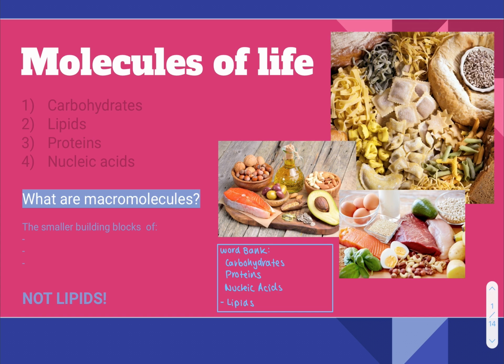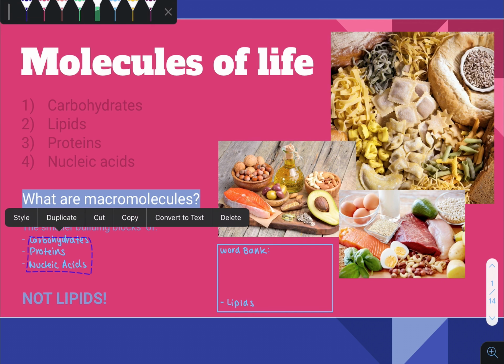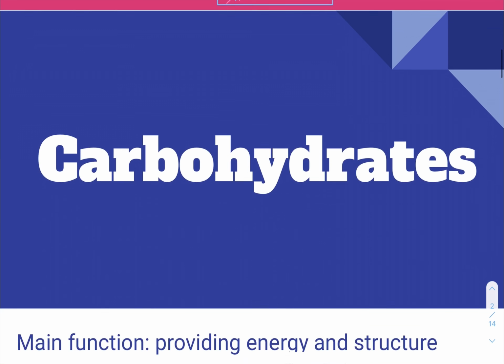What are macromolecules, you might ask? Well, some of those molecules are pretty big, so there are many smaller parts that make them up. The three main structures that have this are going to be carbohydrates, proteins, and nucleic acids. Lipids aren't really going to be included in this, and we'll talk about why in just a second.